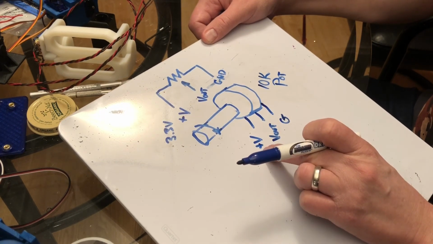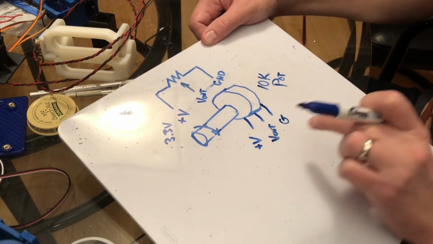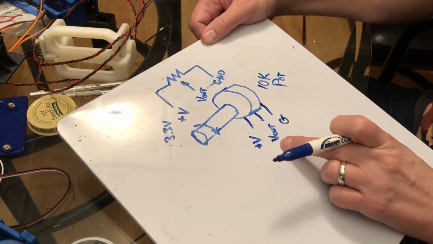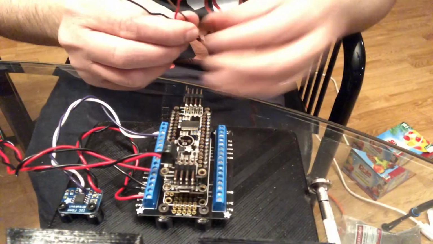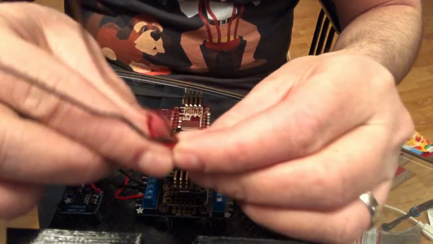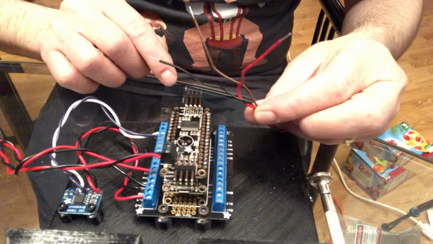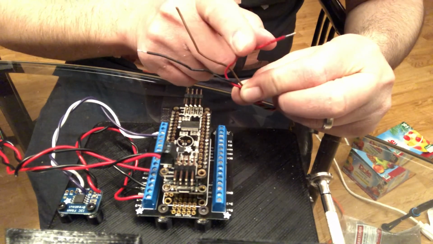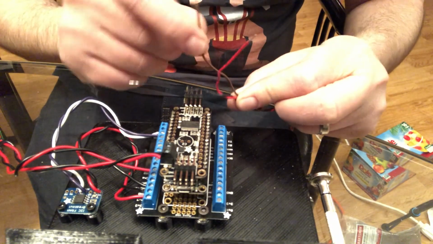We're going to hook the positive voltage to 3.3 volts. We're going to hook the ground to ground. And we're going to hook our V out to our analog inputs on our control system. Let's start with our mouth mechanism. So we got three wires. Just so happens that black, I made ground, red, I made positive voltage, and brown is my output.